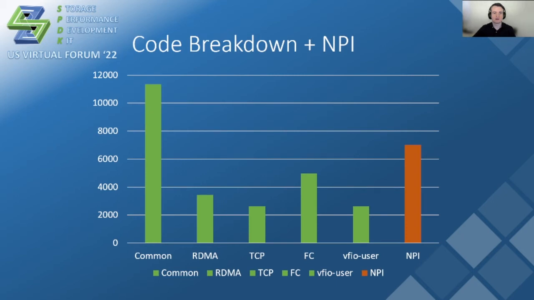So let's have another quick look at the code breakdown. As you can see, NPI is a tad bigger than other transports, but still the vast majority of the work is being done in the common layer.